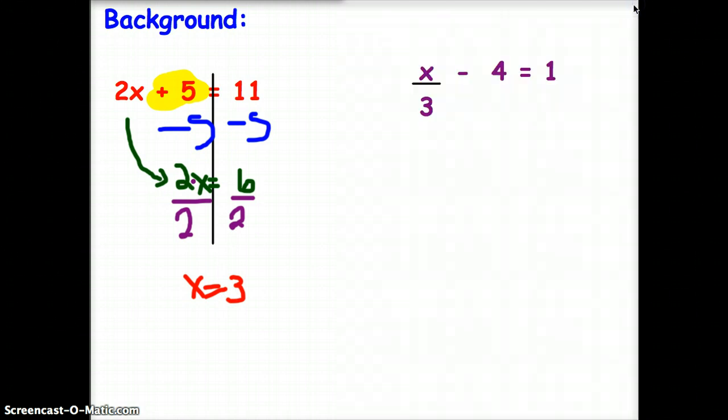Try this example on your own. Pause your video at this time. Did you get x equals 15? If you did, draw yourself a fox. If you did not, go back and try it again.